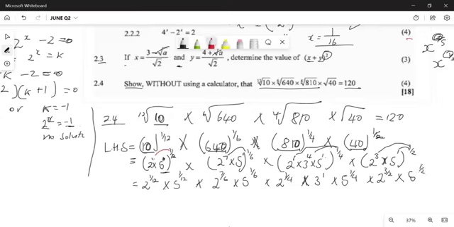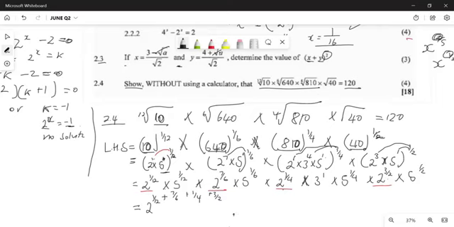Now you will group them. You'll start with the ones with base 2. You are multiplying, and the bases are the same, so you add the exponents. You're going to have 2 to the power of 1 all over 12, plus 7 all over 6, plus 1 over 4, plus 3 all over 2. Okay, we are done with 2.